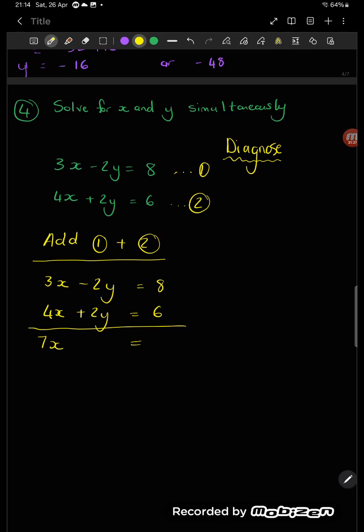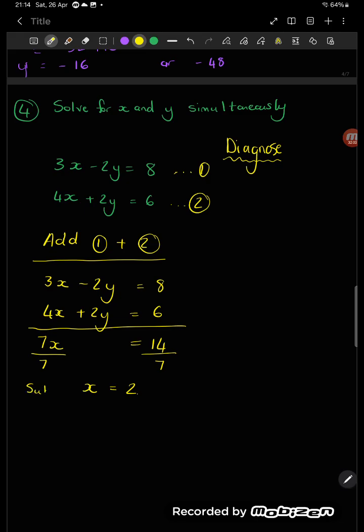Yay! Because I can only solve for something where I have one variable to solve for. Okay, so 8 and 6 is 14, and this is going to work out beautifully. Divided by 7, and hey presto, what have we got? X is 2. Are we finished? Absolutely not. Pick one of those to put x into.